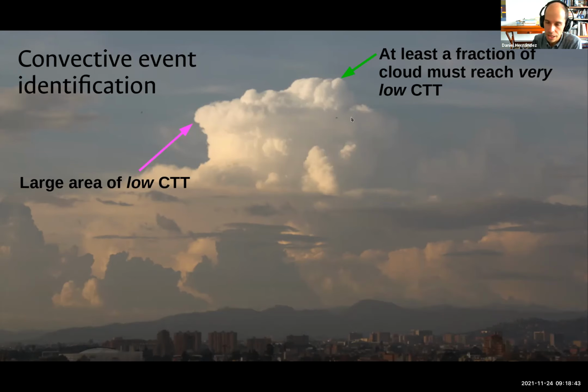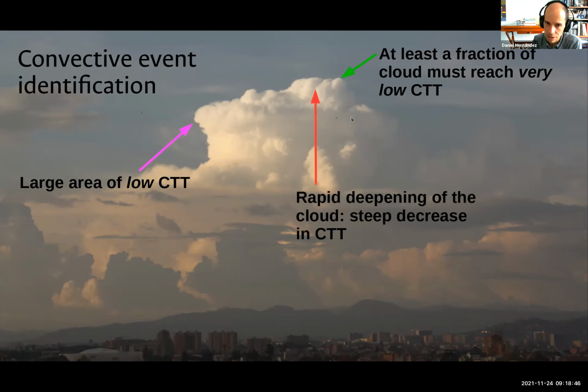And there's a third aspect important to identify these events: you always expect a rapid deepening of the cloud. These convective clouds don't develop over long time scales, but over short time scales, on the order of minutes or hours. That means there must be a rapid deepening of the cloud, and that implies a steep decrease in the cloud top temperature. So over time, you expect these cloud top temperatures to decrease very fast.